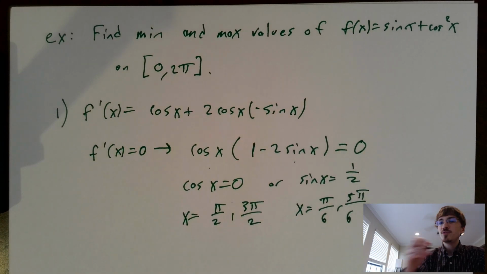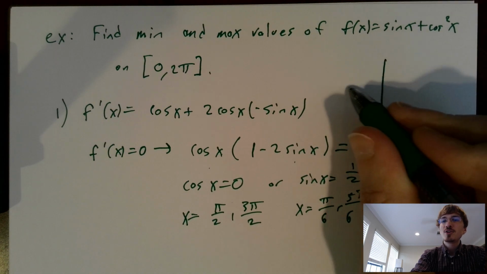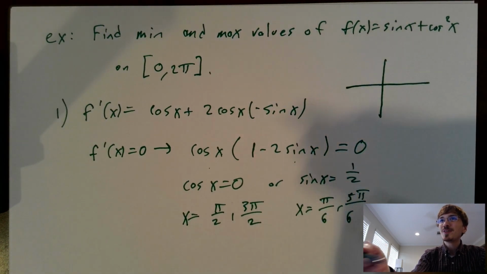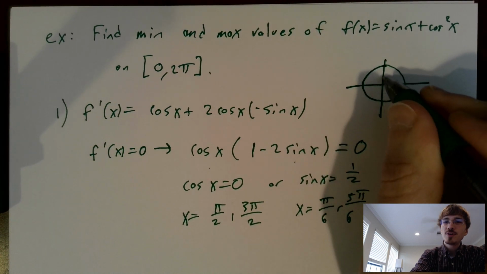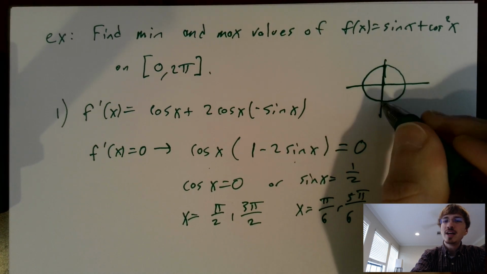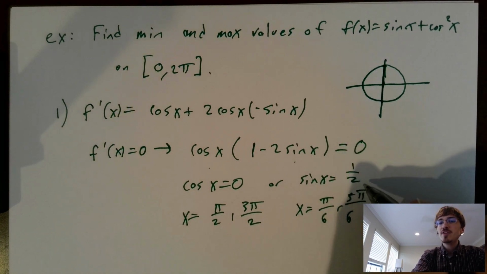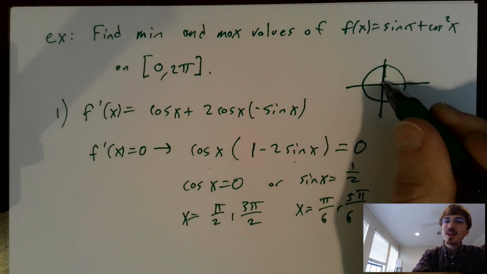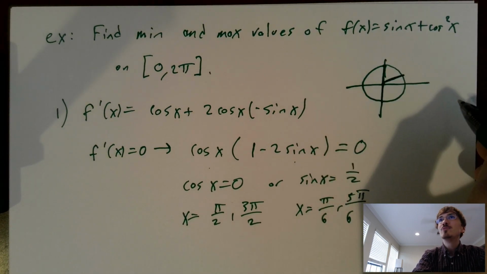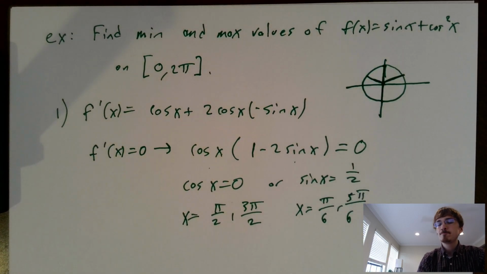I probably don't need to do this discussion, but just to jog your memory a little bit, cosine of x is 0 where the x-coordinate on the unit circle is 0. So that's going to be straight up and straight down. That's pi over 2 and 3 pi over 2. Sine of x is 1/2 where the y-coordinate is 1/2. So where's the y-coordinate 1/2? It's here at the angle pi over 6, and here at the angle 5 pi over 6. So that's visually what's happening if you've forgotten.